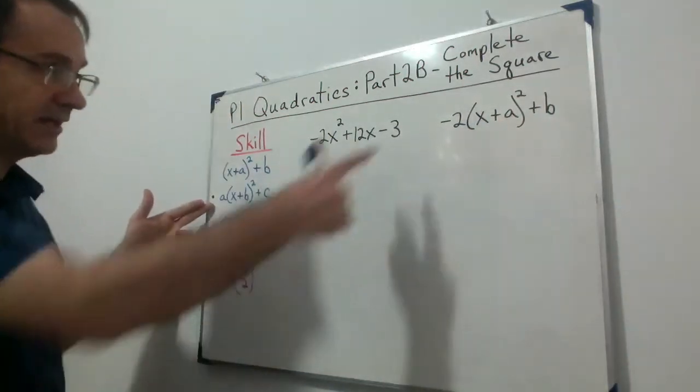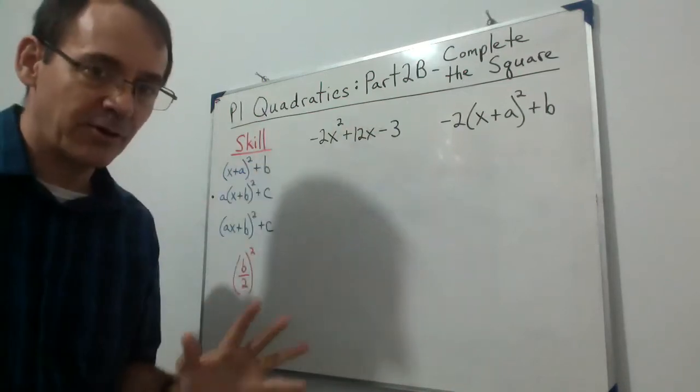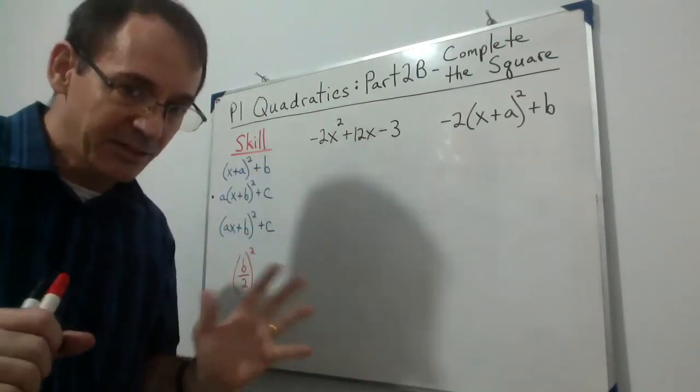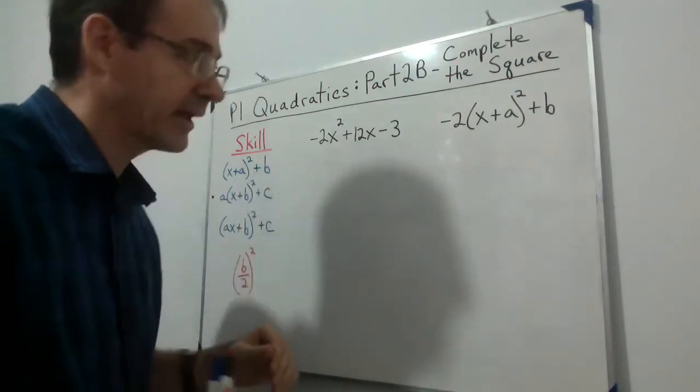So really the -2 is our A, and we're finding the B and C. Like I say, they just put it in alphabetical order. The letters don't mean anything particular in the skill. They do in the application.